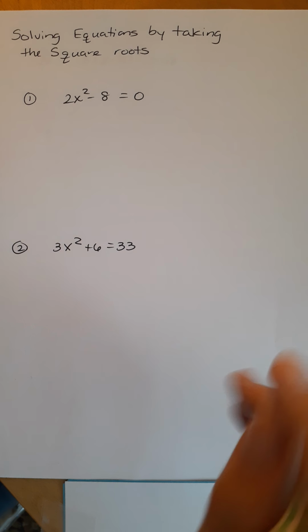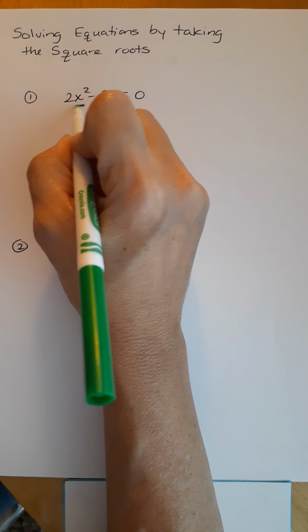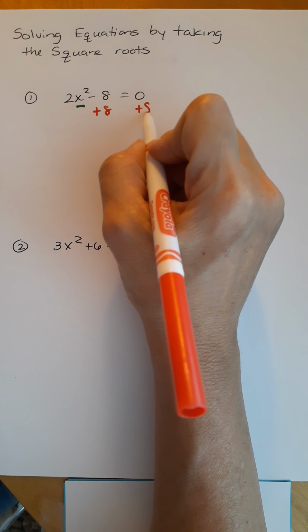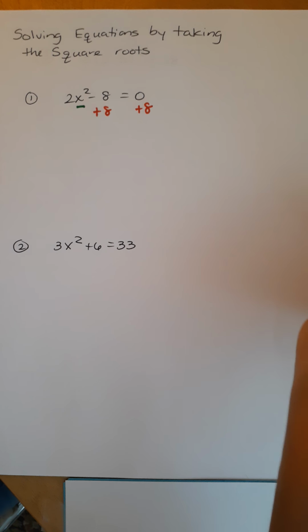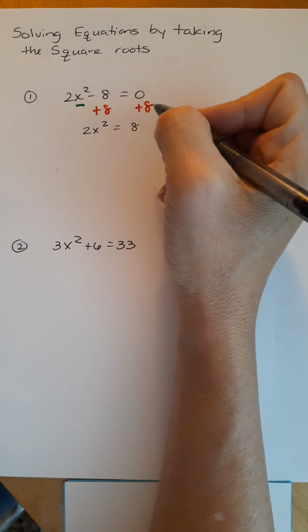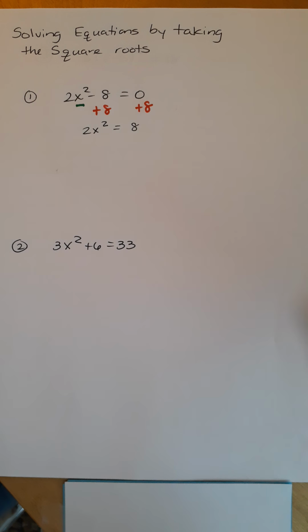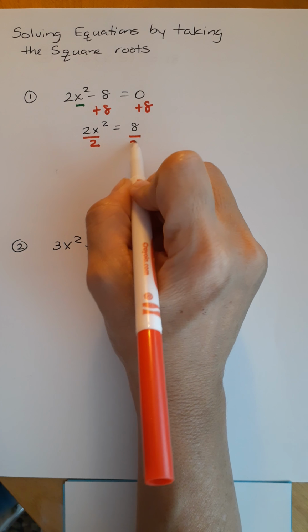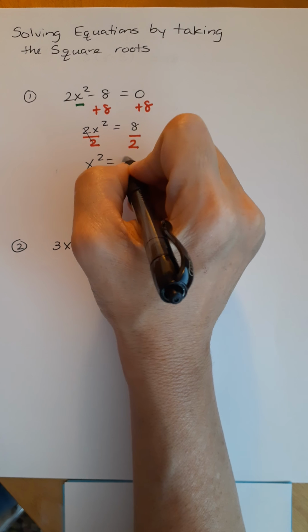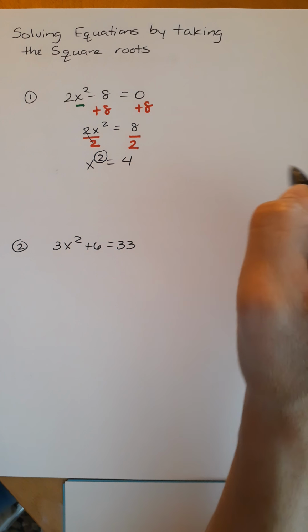We need to get this x squared alone. So we're going to add 8 to both sides, and we get 2x squared equals 8. And then we are going to divide both sides by 2. And that gives us x squared equals 4. Now there's going to be 2 solutions here.